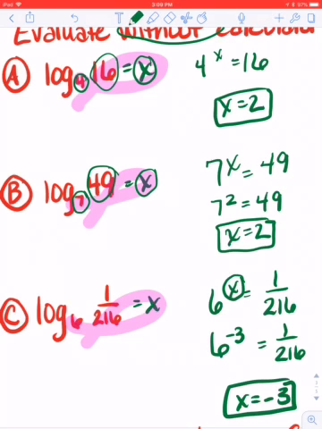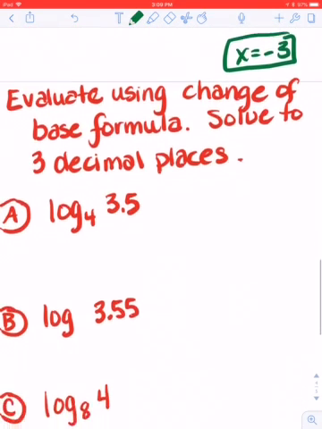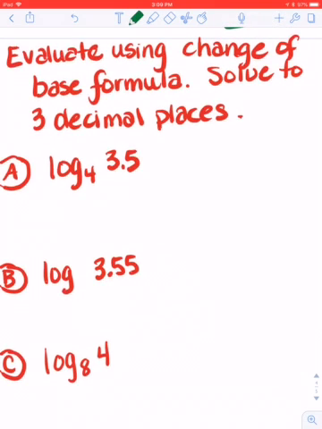Now, you have several to look at from today that are in your foldables, so be sure to look over those too. And then we talked about evaluating, use the change of base, and then solve using your calculator. You're going to go 3 decimal places.